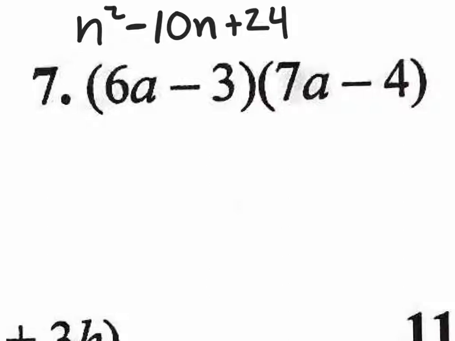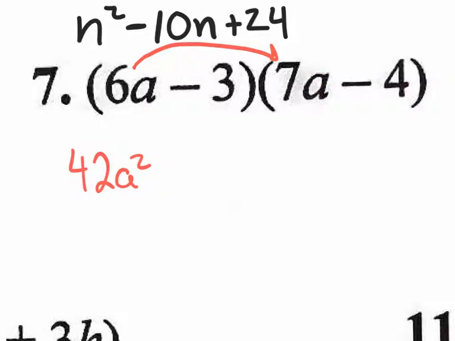Number 7. Let's distribute one at a time. I want to take the 6a. What is 6a times 7a? 42a squared. Again, coefficient 6 times coefficient 7. When you distribute, 6 times 7 is 42. And then a times a, that's a squared.